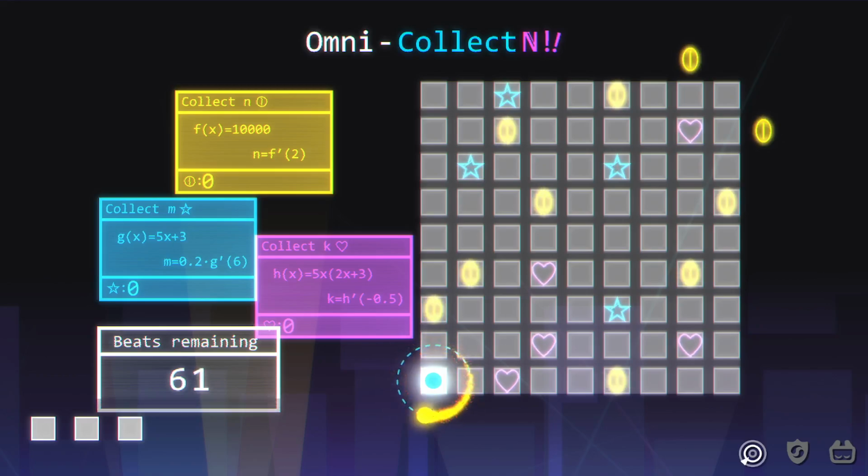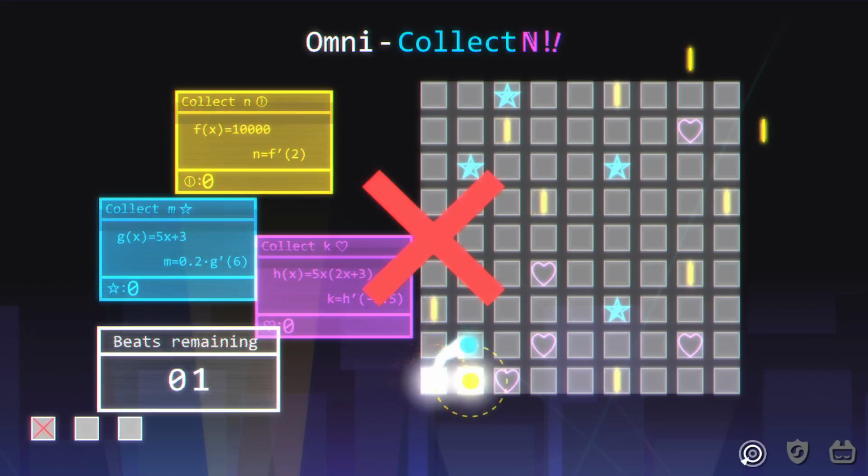Okay, collect 5 stars. The derivative of 10x squared plus 15x. That's 20x plus 15. 15 minus 10, which is 5. So I have to collect 5 hearts.